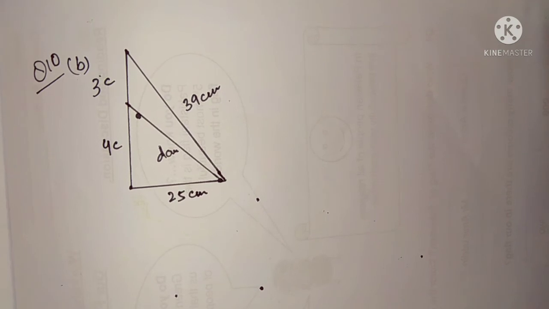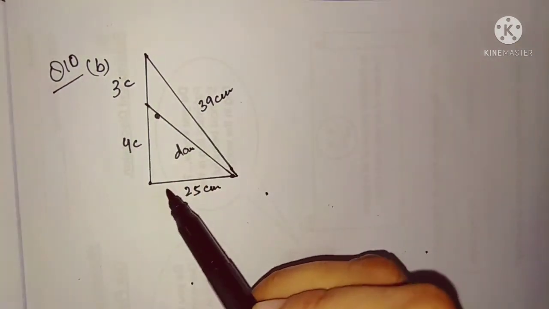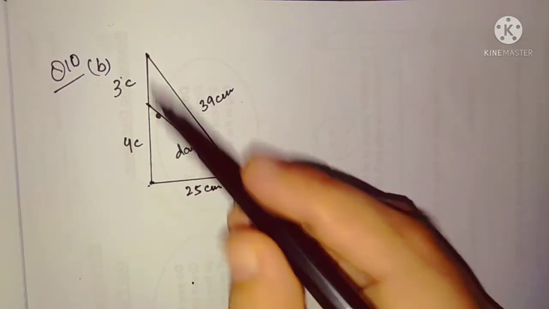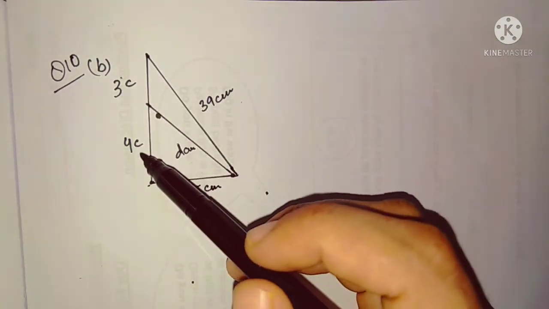So this is your B. We have found the value of A, which is 15, and this is B. I hope that this question is clear to you. Let's move forward to the next question, part B of question number 10.